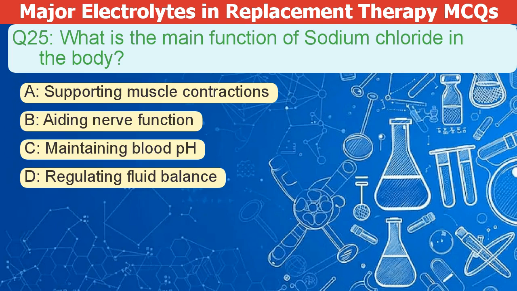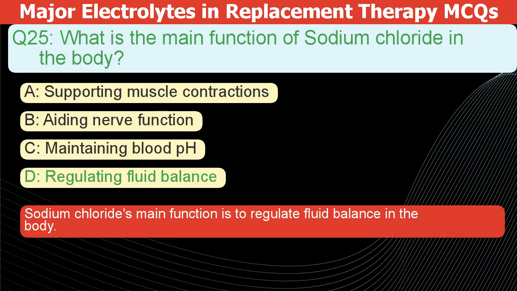What is the main function of sodium chloride in the body? A. Supporting muscle contractions. B. Aiding nerve function. C. Maintaining blood pH. D. Regulating fluid balance. The correct answer is D. Sodium chloride's main function is to regulate fluid balance in the body.